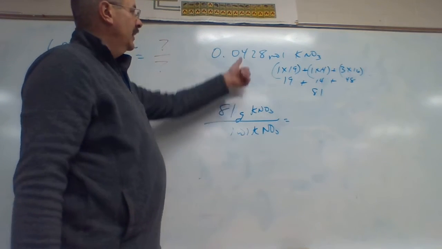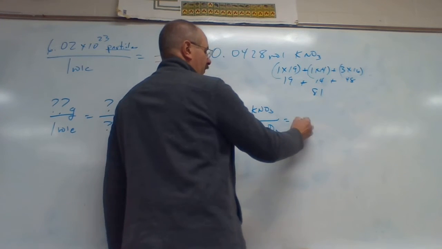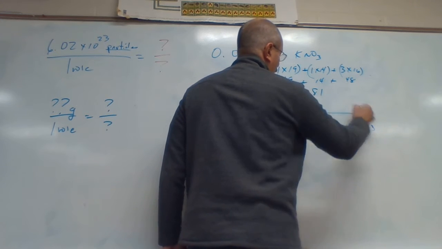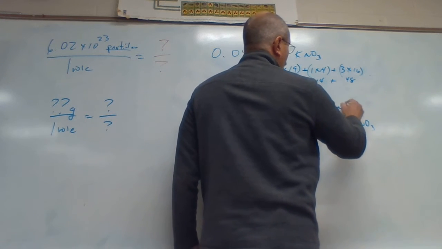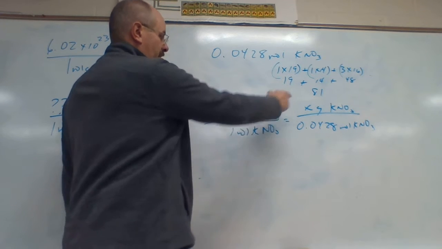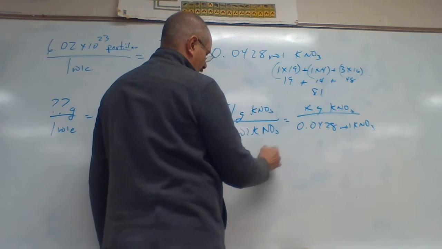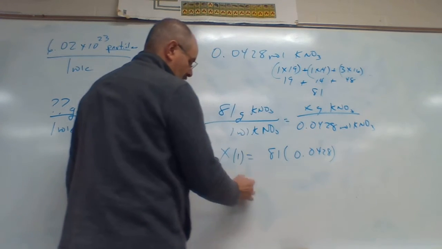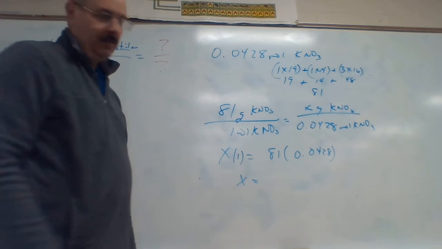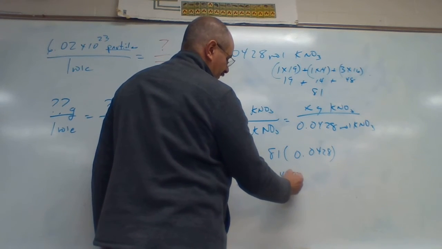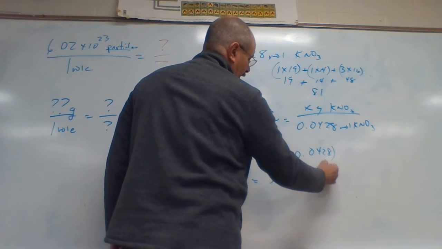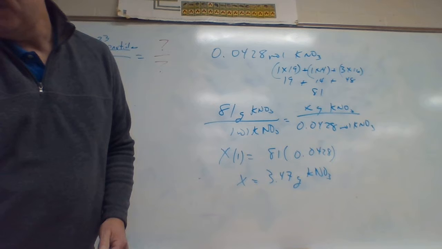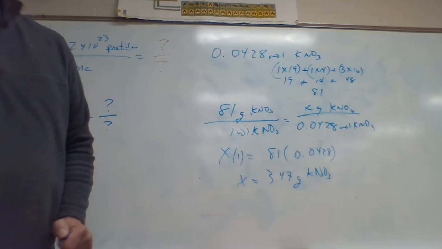But then again, I don't have 1 mole. I've got this really small amount of moles this time, 0.0428 moles of KNO3. I want to find out X grams of KNO3. So cross multiply: X times 1 equals 81 times 0.0428. If you multiply that out, it's going to be a smaller number. It's 3.47, and that was grams of KNO3, my answer. All right, so that takes care of the first one. Time to go on to the second one.